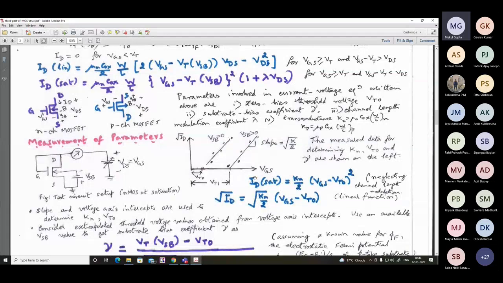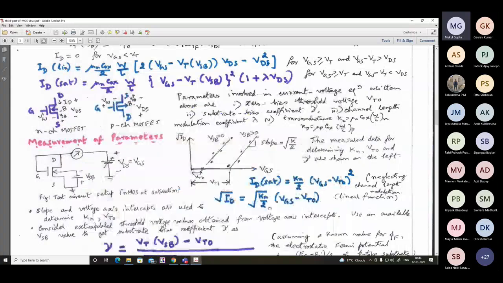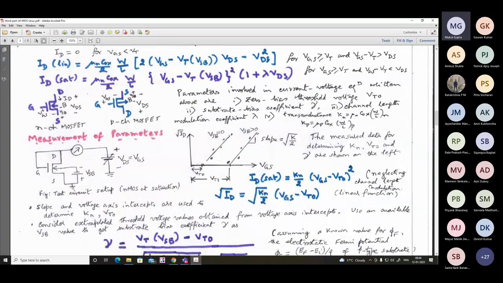If you plot it, yes. Any doubt? Yes, please, why lambda equal to 0? That is to make matters simple. Lambda is taken to be 0 because in general lambda is much less than unity.